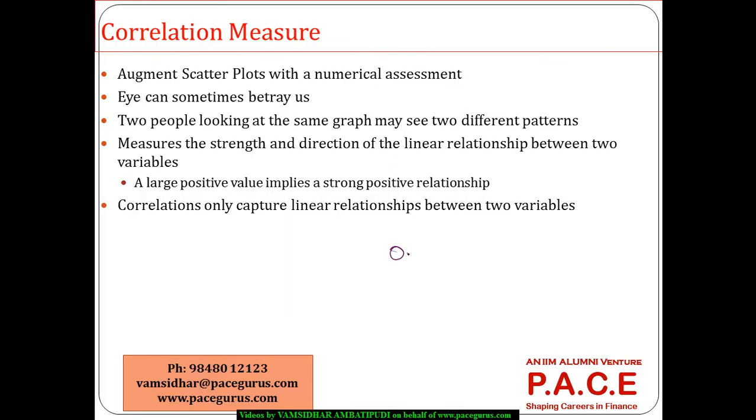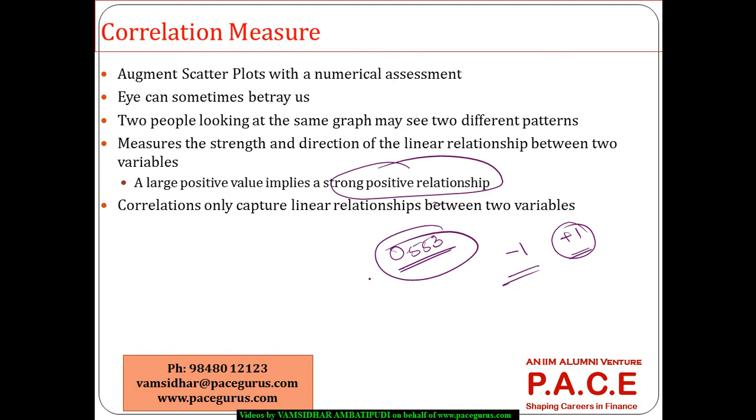0.553 is coming out as a correlation, and just by definition, correlation always lies between -1 and +1. The closer it is to +1, I say that it is a very strong, positive relationship. The closer the number is to -1, I talk about a strong negative relationship. So this is one numerical measure which can talk about the strength of the relationship.